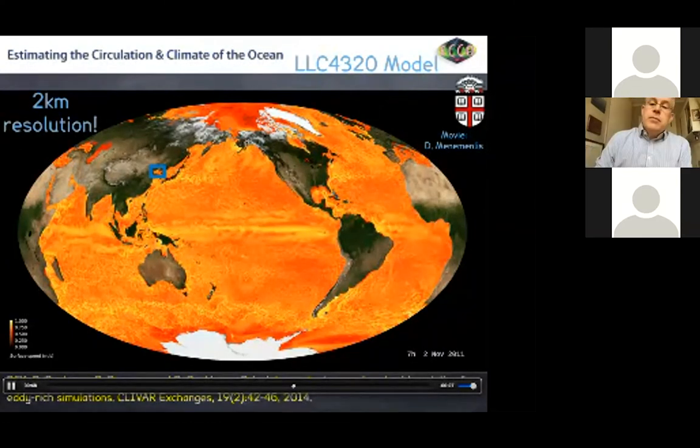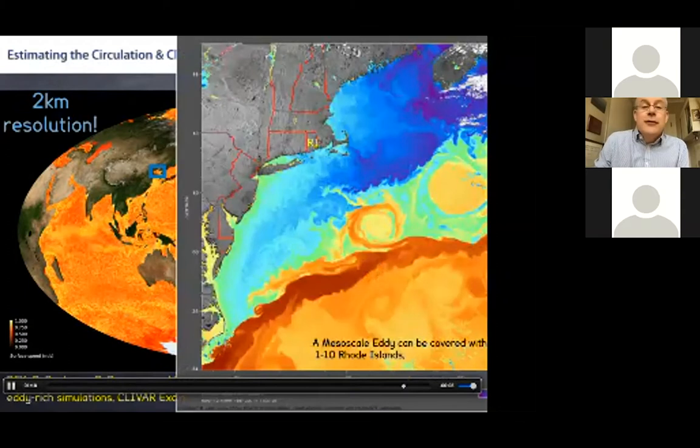And just as a point, I live in Rhode Island, which is this small state, smallest state in the United States. One mesoscale eddy can be covered with about 1 to 10 Rhode Islands. So here's a Rhode Island and here's a mesoscale eddy in the Gulf Stream.